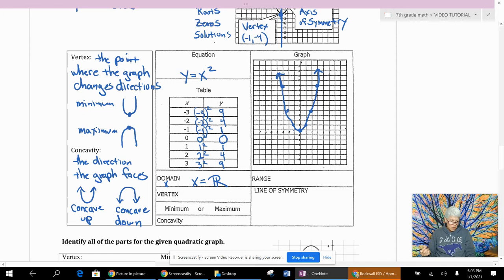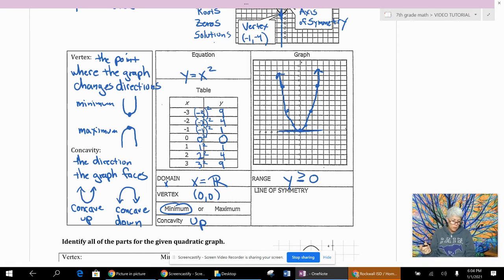and on and on. The vertex on the parent function, and not all parabolas, but on the parent function, is 0, 0. It is the minimum. It is concave up. The range is not all real numbers. Now I want you to notice the range is starting right here. Remember, range is y. So y is going to be greater than, or I should say equal to or greater than 0. That is what y is. It's not all real numbers like the domain is.